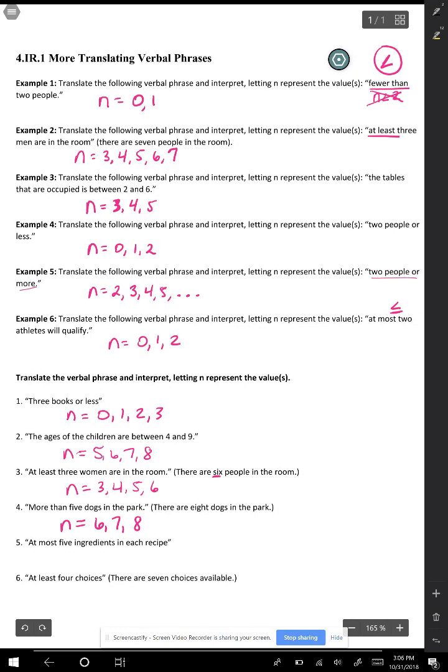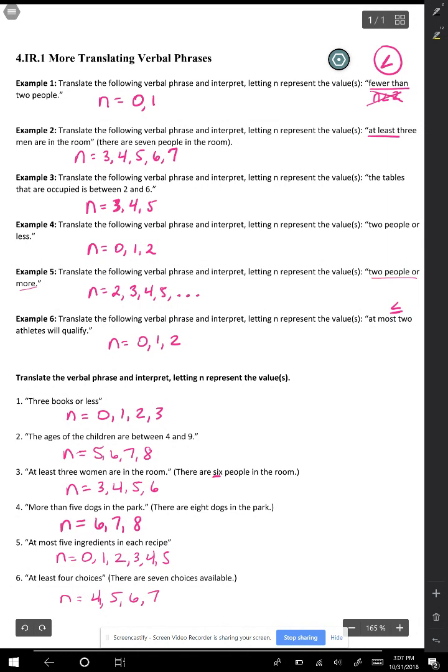At most means that's the highest the number can be, so it can be that number or anything below that number. It says at most 5 ingredients. You probably wouldn't have 0 ingredients because it wouldn't be a recipe, but based on the method we've been using, we could have 0 up to 5. And then at least 4 choices, and you've got 7 choices available. At least 4 means that number or more, so 4, 5, 6, up to 7.